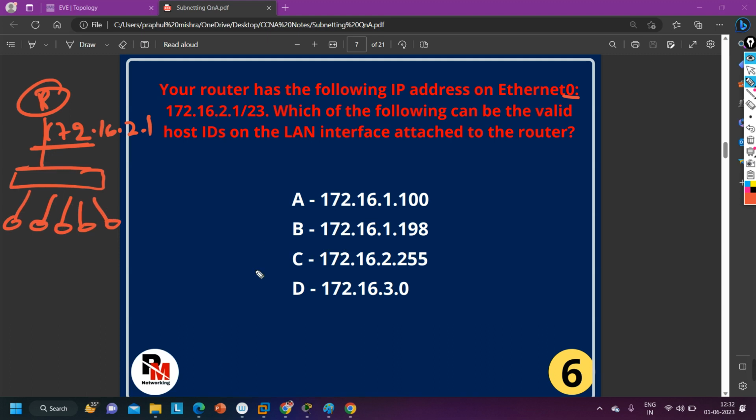So here we have slash 23. How do we know this is class B? With the help of the value present in the first octet. The range of class B is 128 to 191. But if we have the CIDR slash 23, we cannot identify the class with slash 23 only. We can only calculate the valid hosts here.